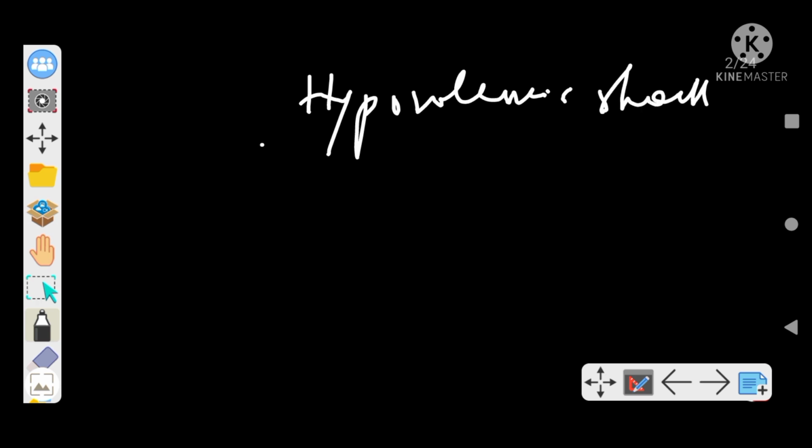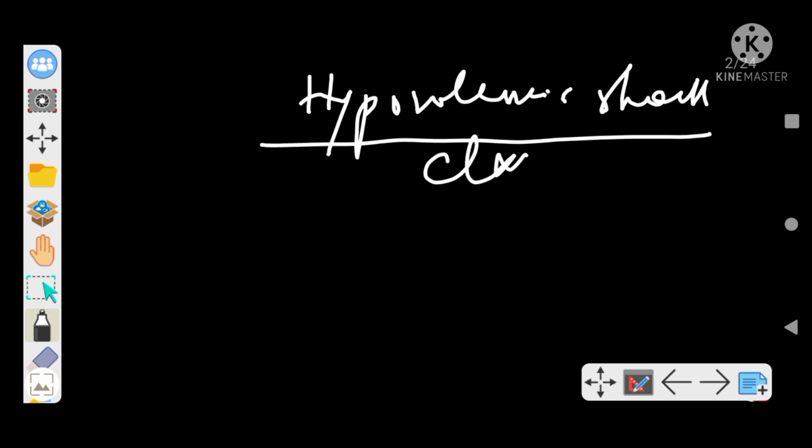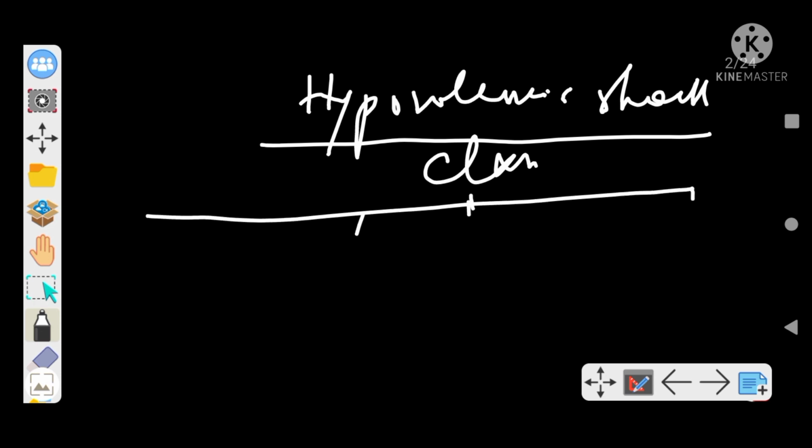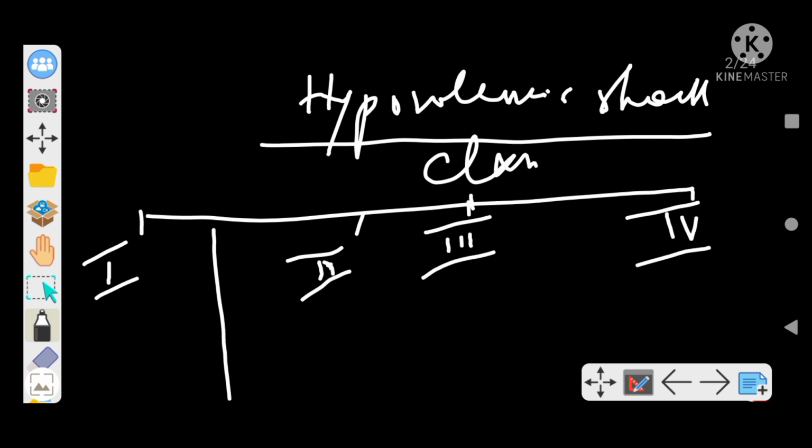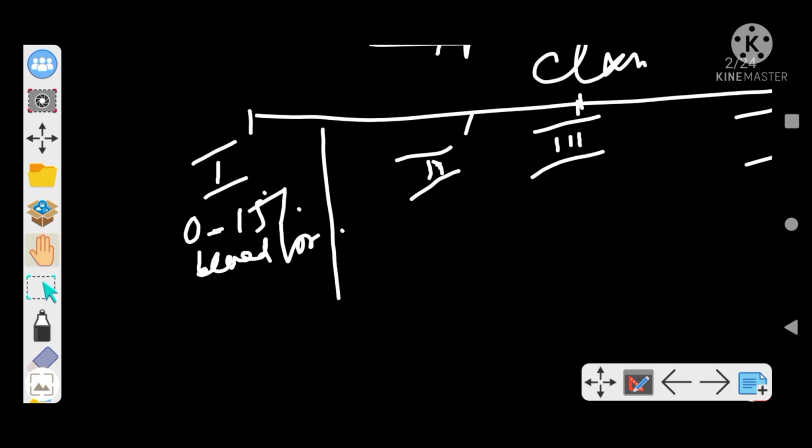So here I am taking the new slide for hypovolemic shock. The classes are four. You can divide it into four sections: class 1, class 2, class 3, and class 4. Just remember that in class 1 of hypovolemic shock, the blood loss is almost 0 to 15%, 0 to 15% blood loss in class 1.